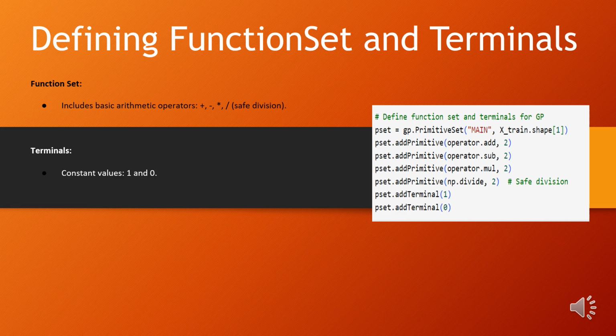For the GP to work efficiently, we needed to define the function set and terminals. The function set included basic arithmetic operations such as addition, subtraction, multiplication, and safe division. These allowed the trees to perform mathematical operations on input features. The terminals were simple constant values 1 and 0, which were used as building blocks in the GP trees. These operations and terminals formed the basis for models that evolved throughout the generations.